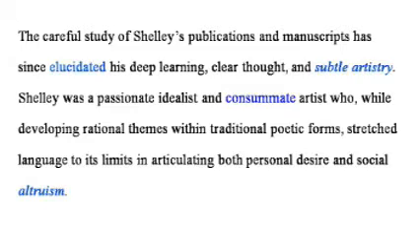The careful study of Shelley's publications and manuscripts has since elucidated his deep learning, clear thought, and subtle artistry. So if you go through his poems, what you find is definitely his genius: the clarity of thought he had, and also very subtle artistry. Artistry means a mastery of writing. Shelley was a passionate idealist and consummate artist who, while developing rational themes within traditional poetic forms, stretched language to its limits in articulating both personal desire and social altruism. So he was a master of language. He developed his own style, where he mixed both traditional as well as modern thinking.